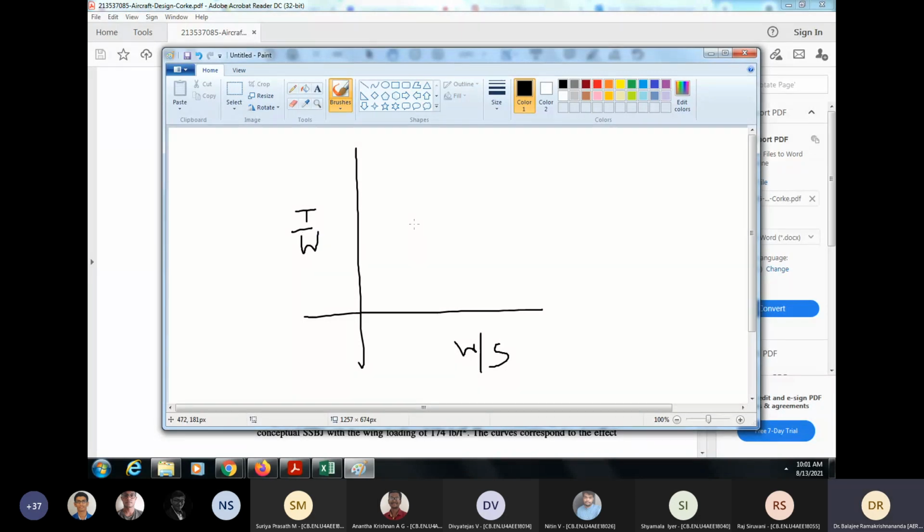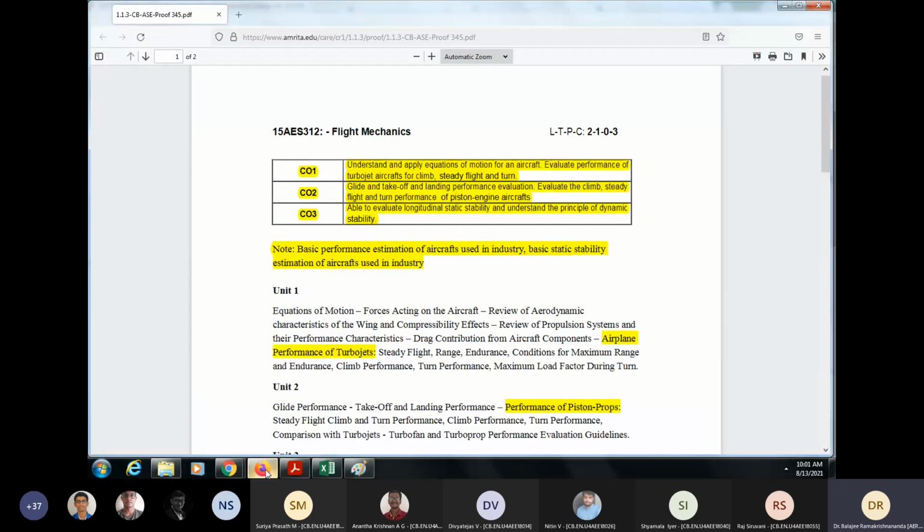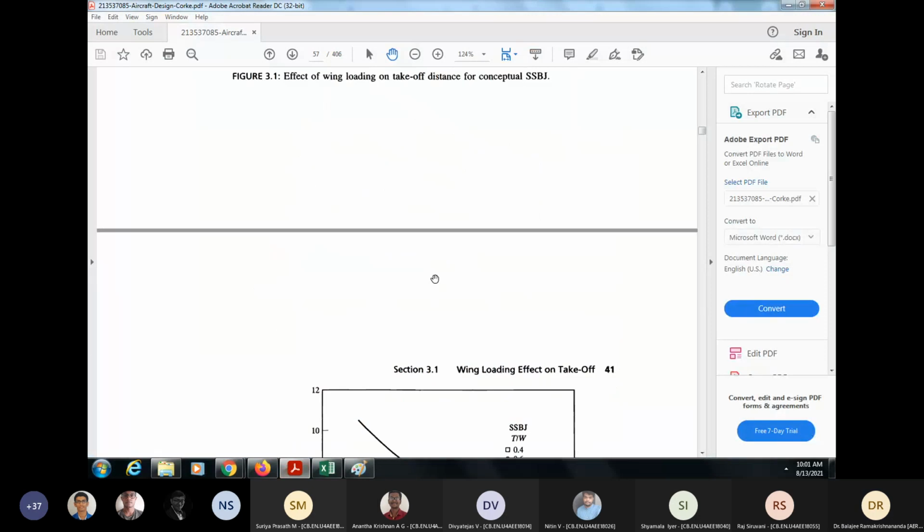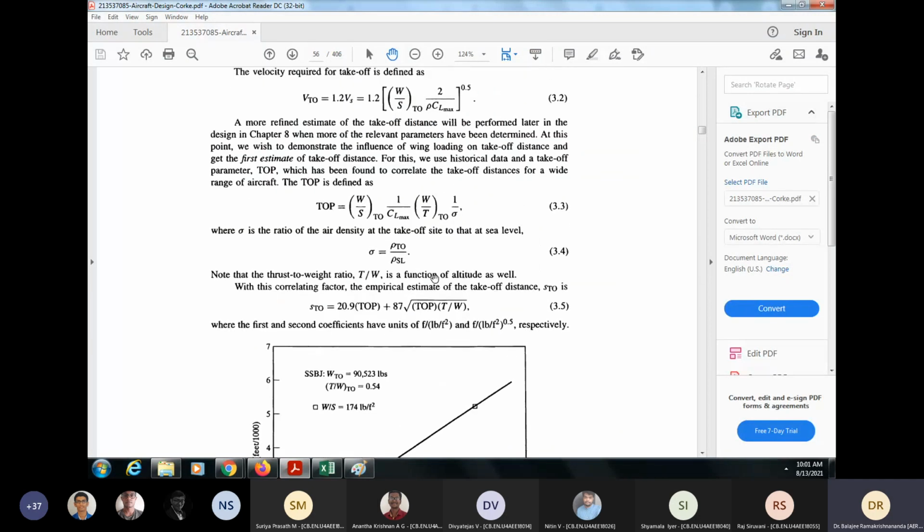Then you look at equation 3.3 and 3.5. Are you able to see? What does equation 3.3 contain? Takeoff parameter, 1 by CL max. You assume a suitable CL max. There you can go to references or consult the table. You are free to do that. Choose a suitable CL max.